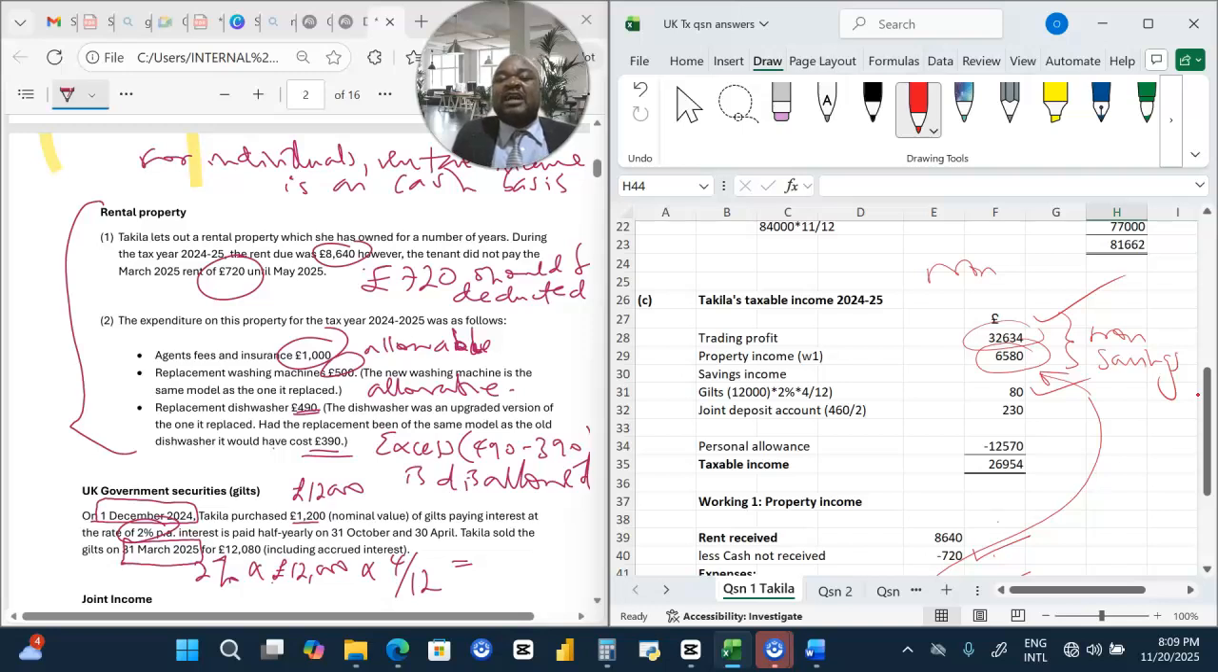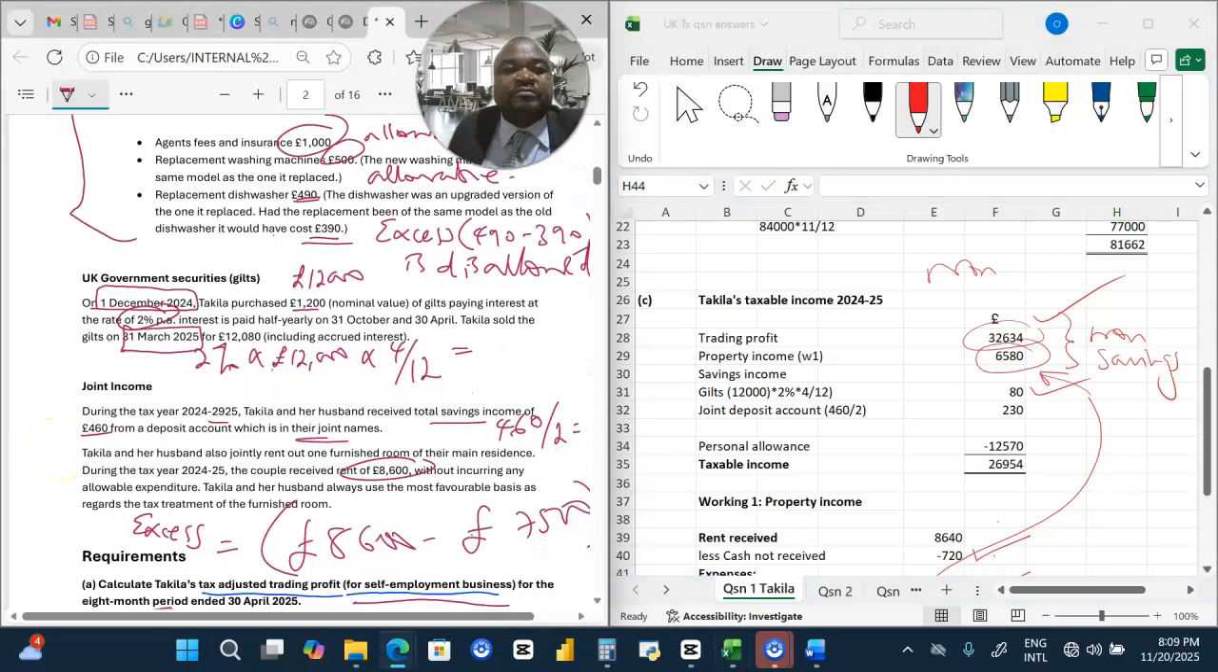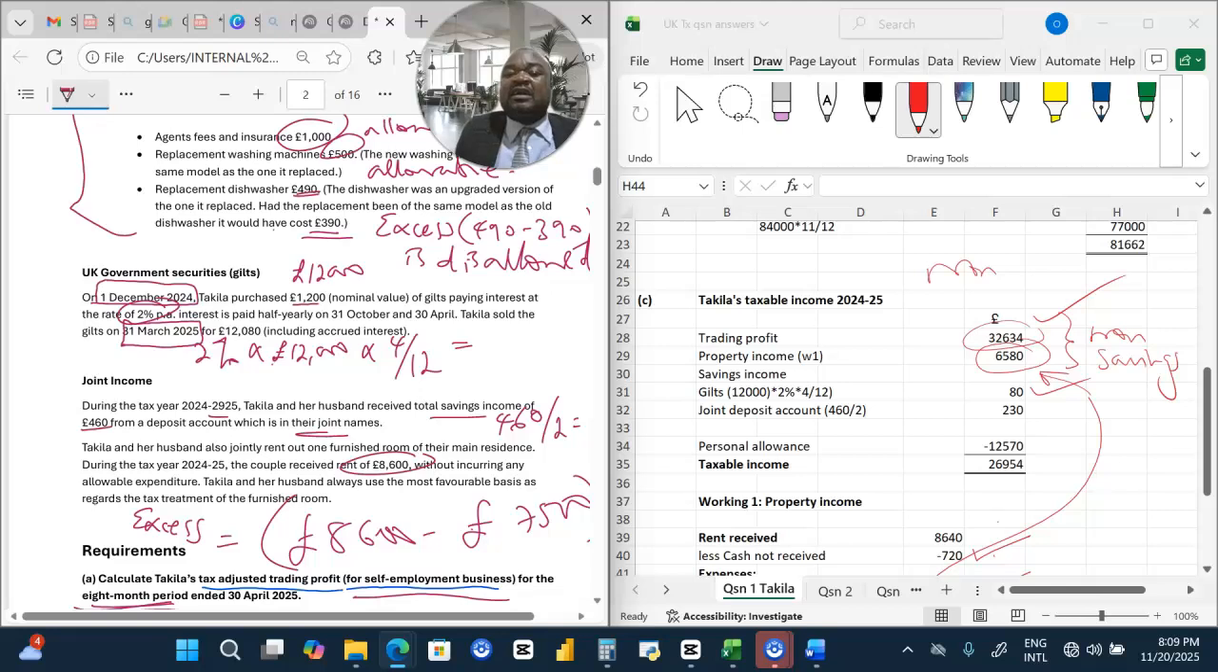Then the joint deposit account, they were owning a joint deposit account, and 460 was the income from that account. So since it was a joint account, we have to say they share the income 50-50, and so 460 over 2, that's 230, which is going to be taxed in the hands of Tequila.